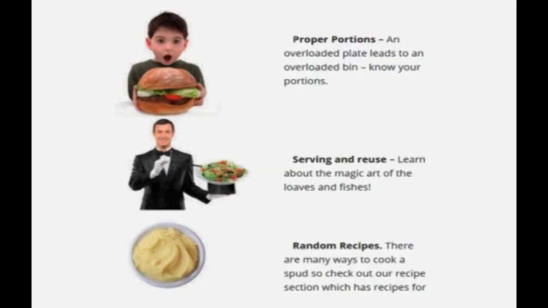The next step is cooking and serving. Now to the tastiest part of stopping food waste, the eating part. The first point is proper portions. An overloaded plate leads to an overloaded bin. Know your portions. Here you can see a small kid with a big burger. So we have to give food portions according to the age group, in order to avoid wasting the food.